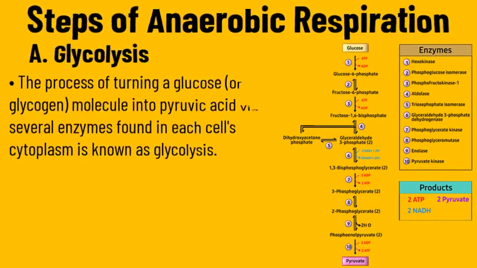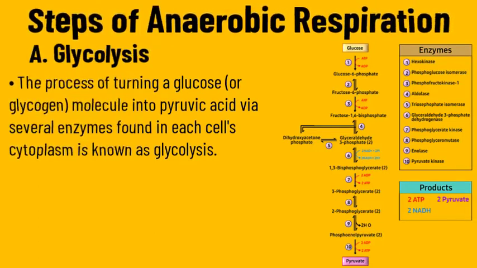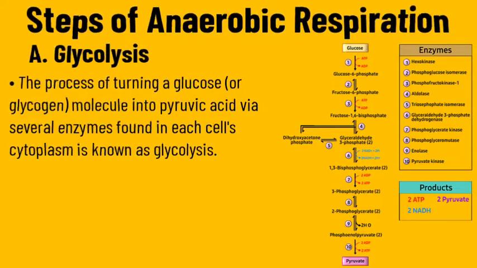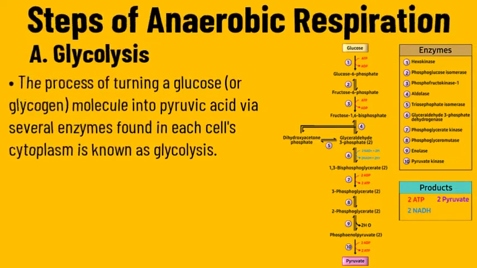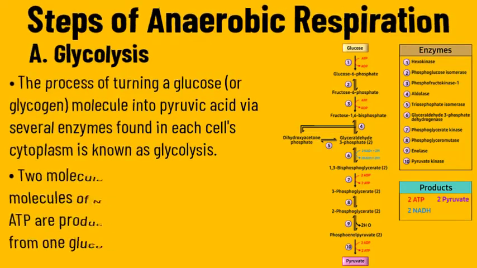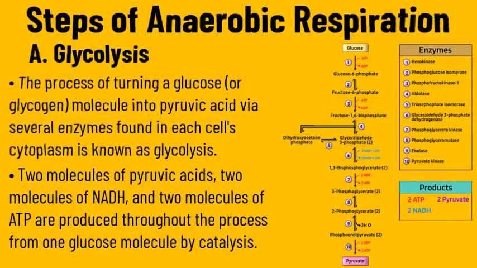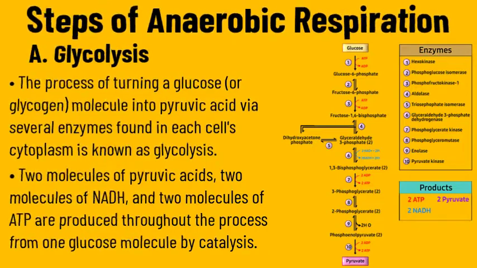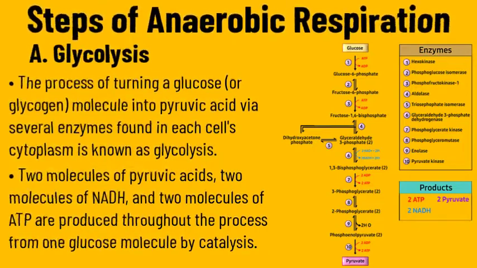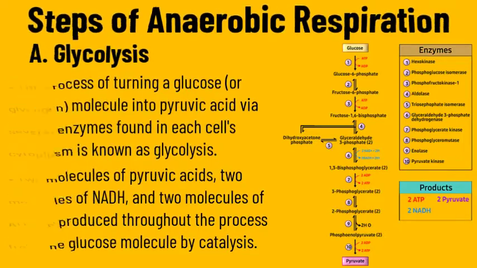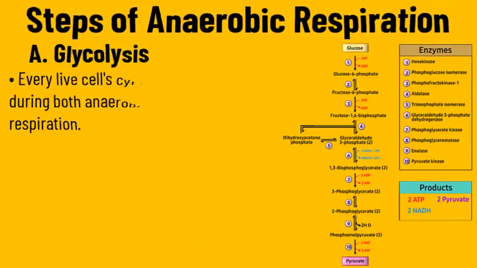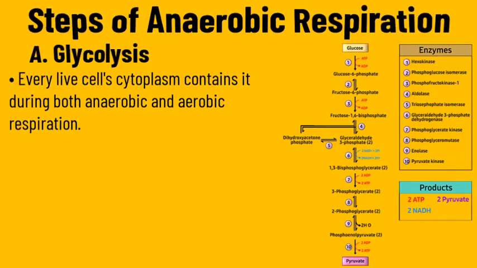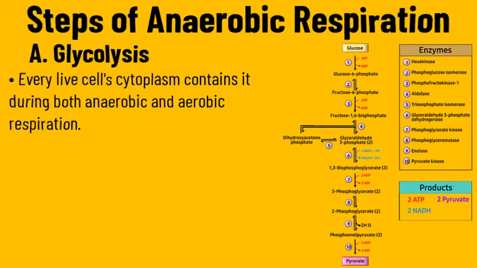The process of turning a glucose or glycogen molecule into pyruvic acid with the help of several enzymes found in each cell cytoplasm is known as glycolysis. Two molecules of pyruvic acid, two molecules of NADH, and two molecules of ATP are produced throughout the process from one glucose molecule by catalysis. Every live cell's cytoplasm contains it during both anaerobic and aerobic respiration.